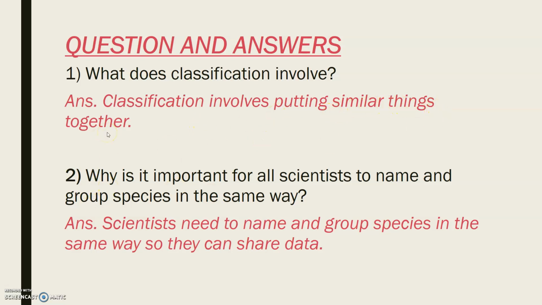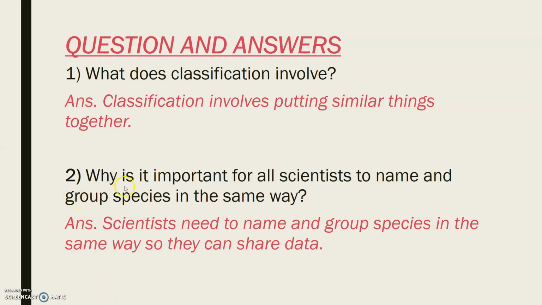So remember that supermarket, how can we get a particular orange? We will just go to the fruit section, and then we will go to the orange section, and then we will buy that particular orange, right? Just like that. What is classification? It involves putting similar things together.